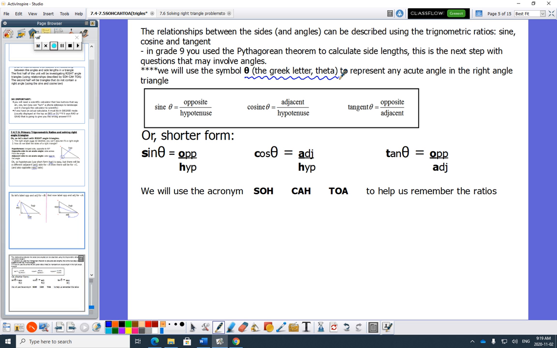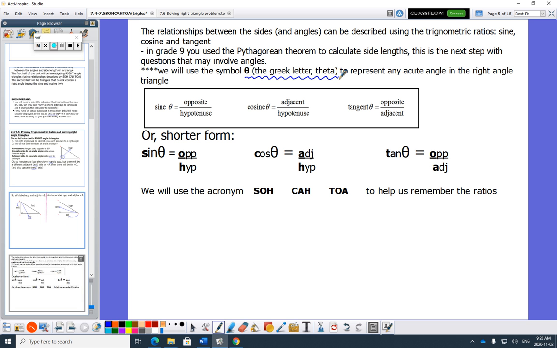So it's sort of like you're trying to fill in the formula. If you know the opposite side length and the hypotenuse side length, then you're going to choose sine. If you know adjacent and hypotenuse, you're going to pick cos. If you know opposite and adjacent and not hypotenuse, then you would choose tan. So depending on what information you're given and what information you're looking for, you need to pick the appropriate trig ratio.